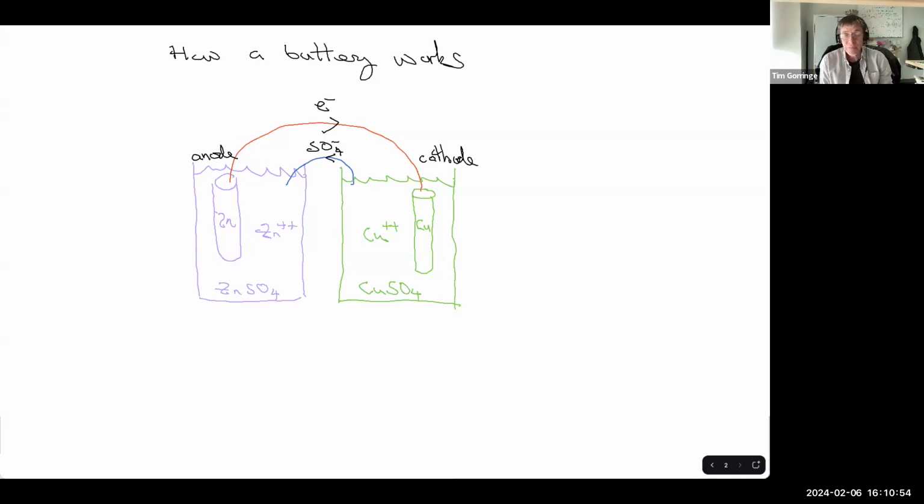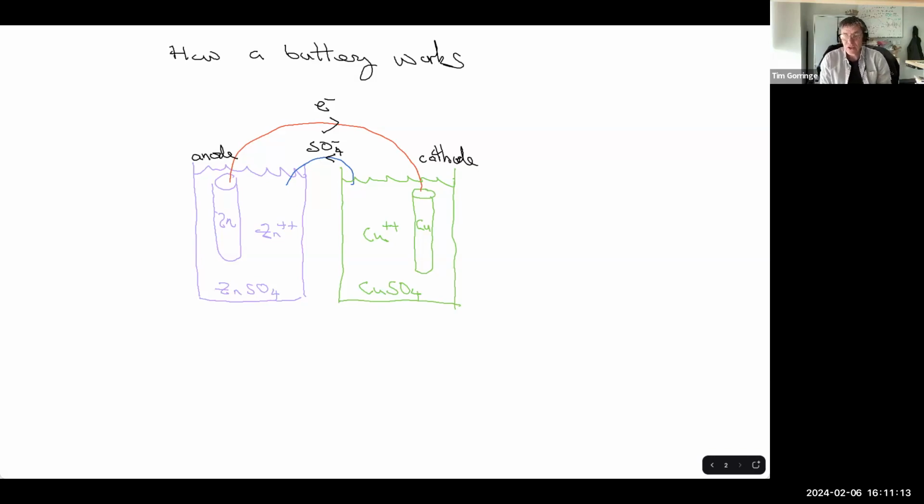So a battery is a device that converts one form of energy to another form of energy, chemical energy to electrical energy. And it's just one of many ways in which energy is changed from one form to another form.